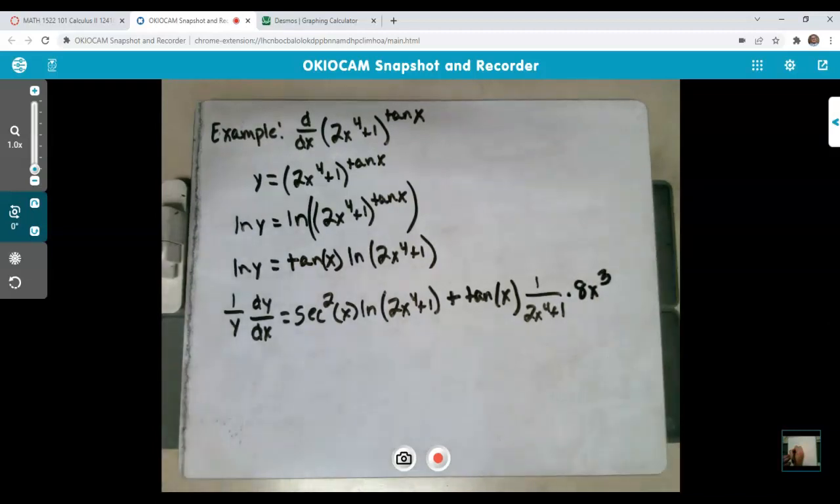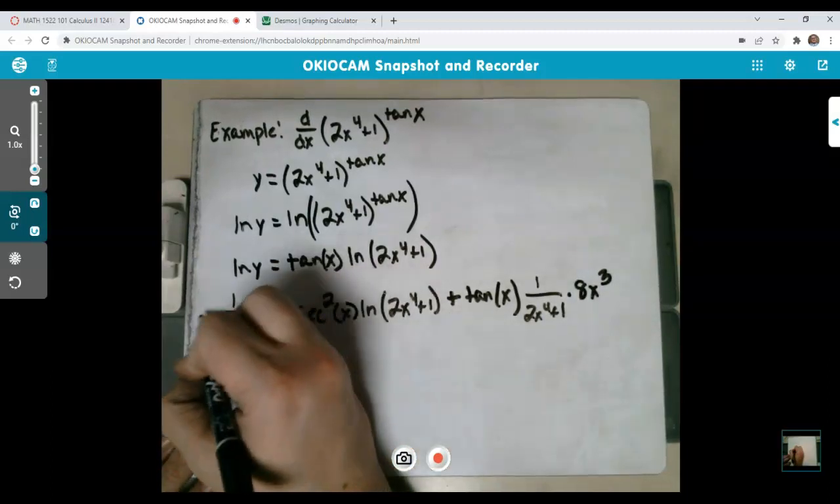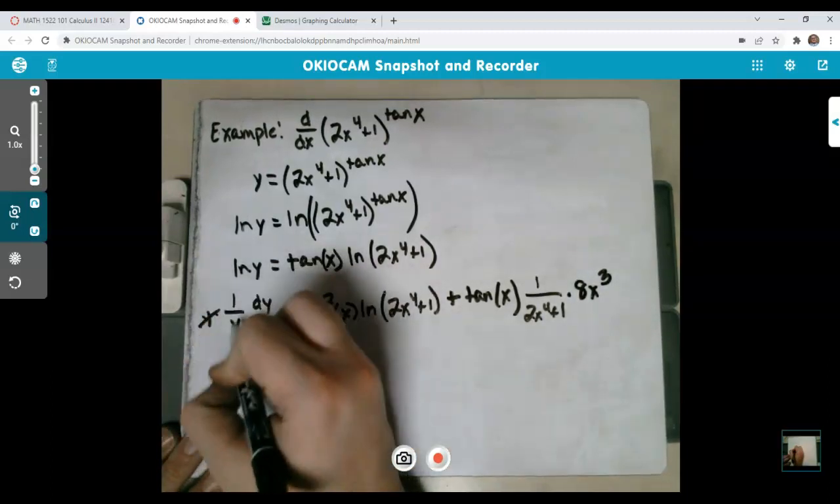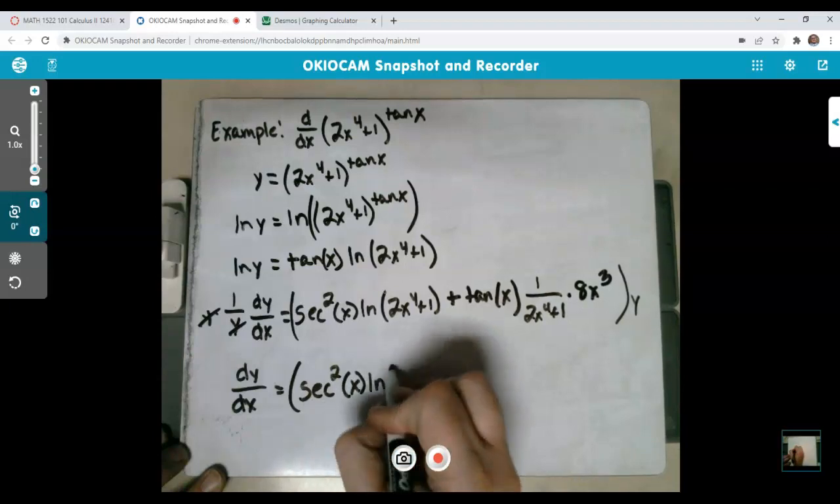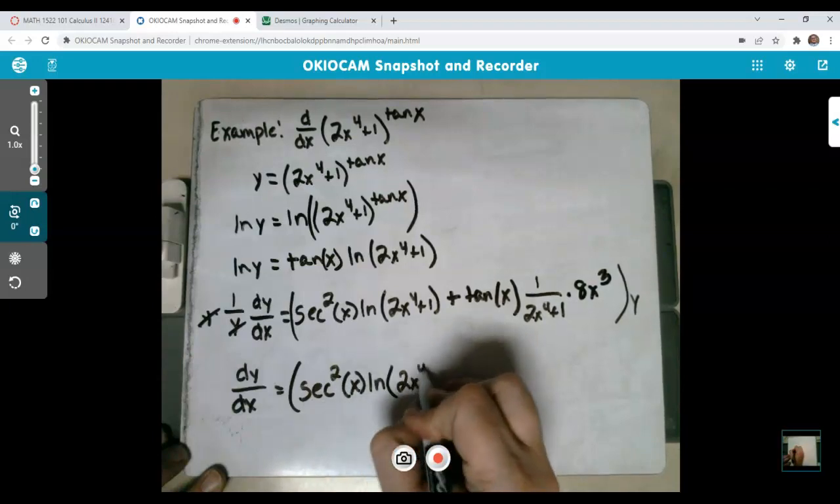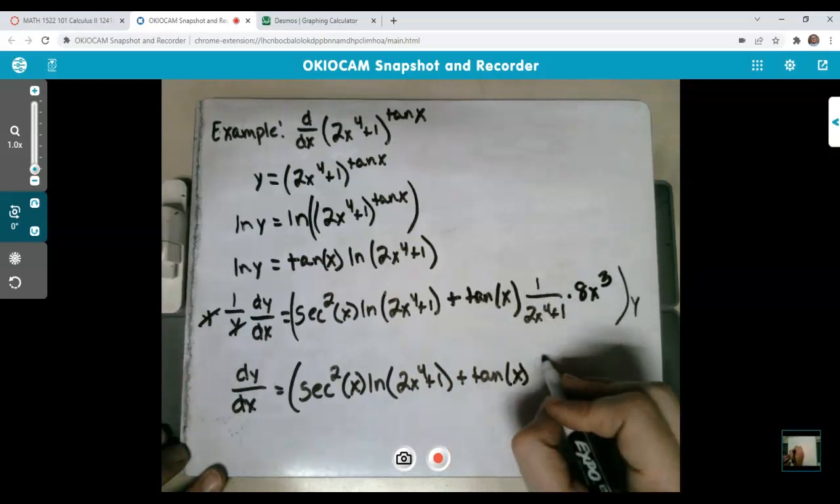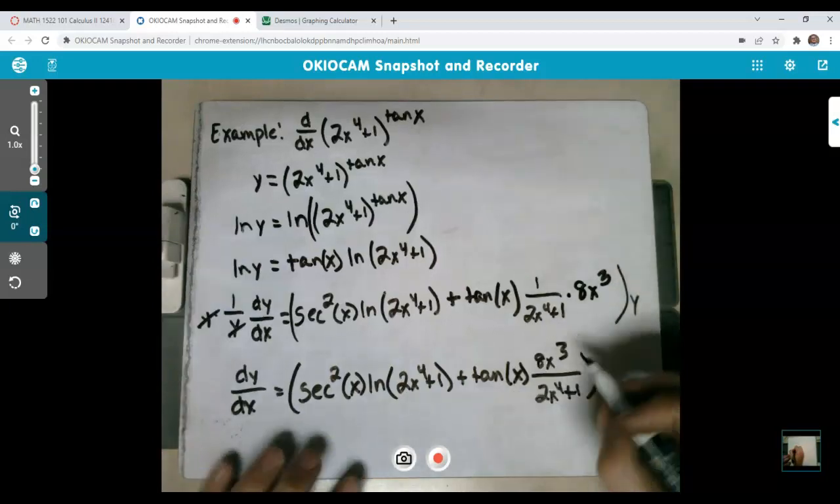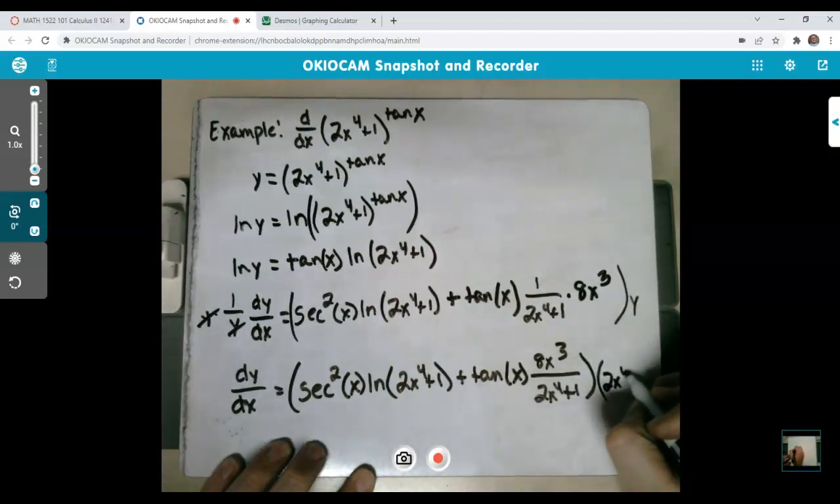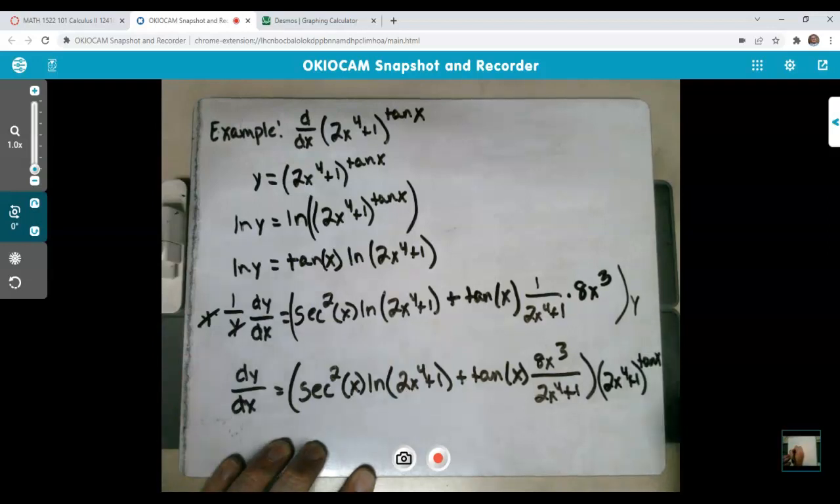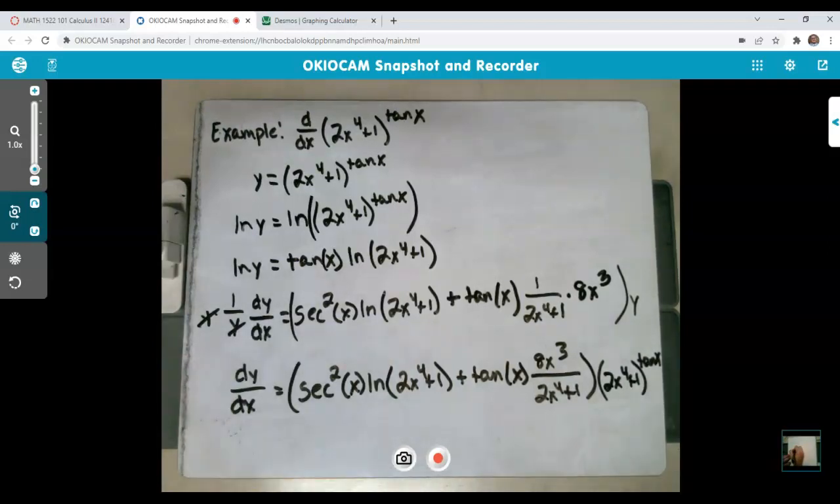So to solve this for dy/dx, we would need to multiply by y to cancel it out. Multiply all of this by y. So you get dy/dx equals secant squared of x times the natural log of 2x to the fourth plus 1, plus tangent of x. Let's rewrite this by putting the 8x to the third on top. But again, it doesn't matter. You don't have to. Times y. But we already know what the y is. We said up here y is equal to 2x to the fourth plus 1 to the power of tangent x. So there it is.